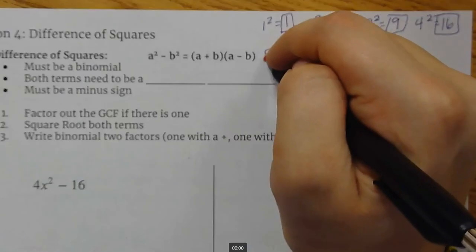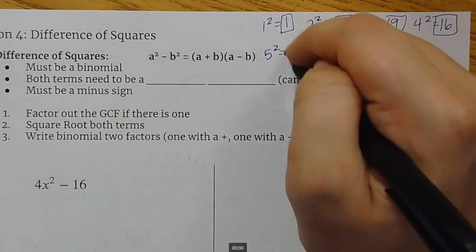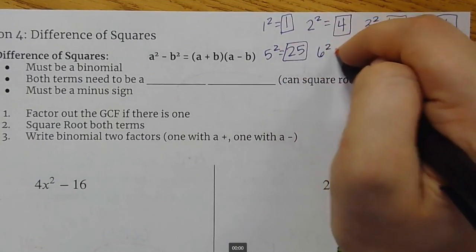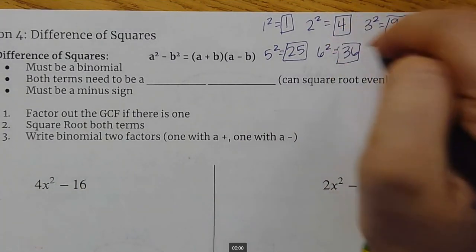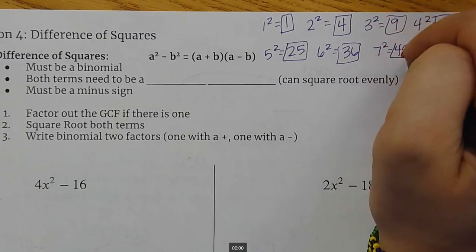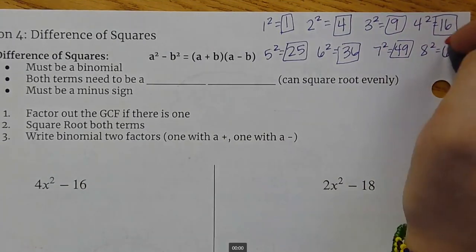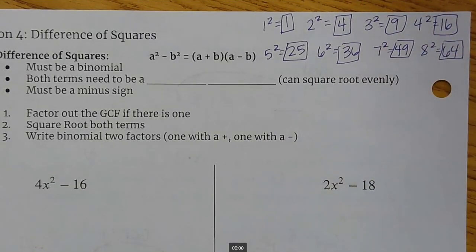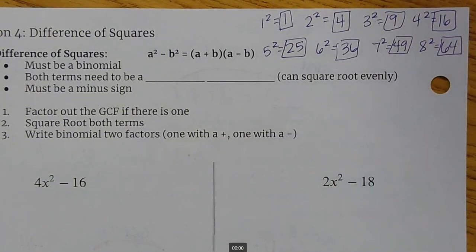Let's see, what's 5 squared? 25. What's 6 squared? 36. 7 squared? 49. Do one more. 8 squared? 64. Wow. Okay? So what I have boxes around, squares around, get it? Those are my perfect squares.